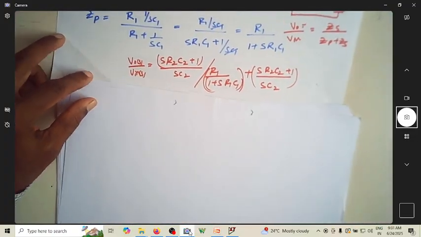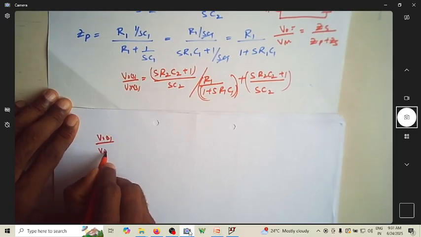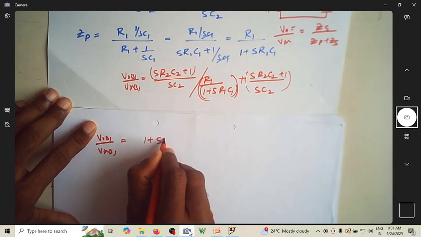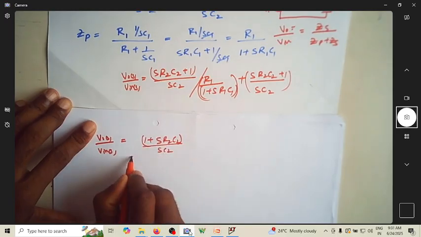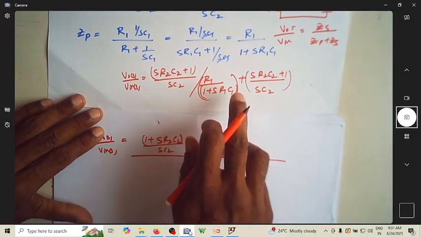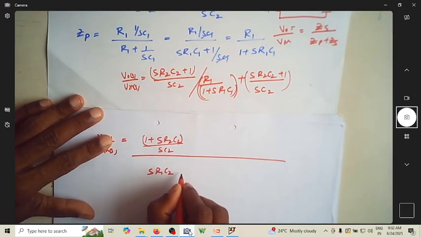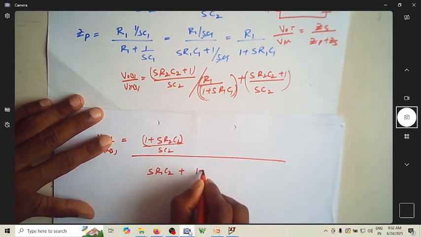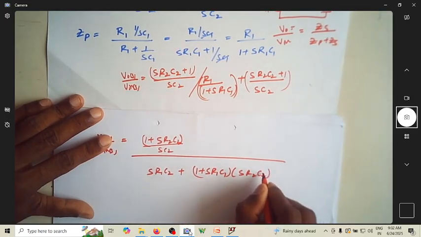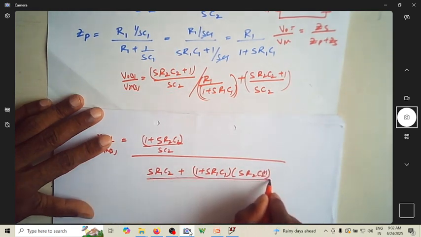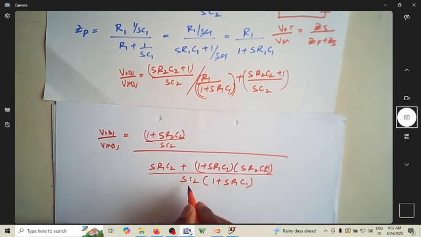Okay, let me just simplify this. This becomes V naught of S by V in of S is equal to 1 plus S R2 C2, divided by S C2, whole divided by, since it is plus, I can write it as S R1 C2 plus of 1 plus S R1 C1 multiplied by S R2 C2 plus 1, whole divided by S C2 into 1 plus S R1 C1. So this will go with this.